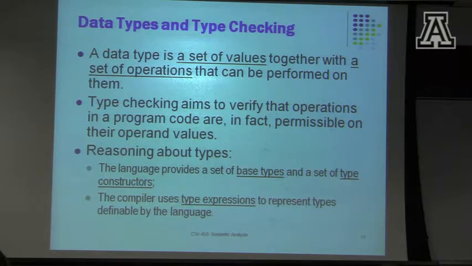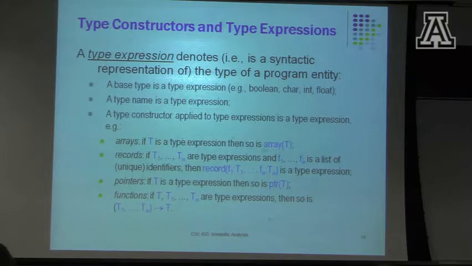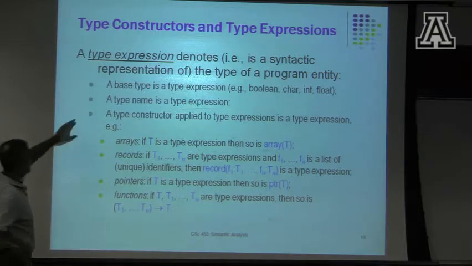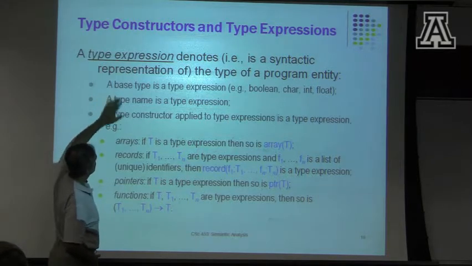So how does a compiler reason about these things? What a compiler does is, in the general case, it uses something called type expressions to reason about types. So what a type expression is, it's a syntactic representation of the type of something. Okay, so I've declared various types, and the compiler correspondingly builds up these type expressions that capture what that type is. So base types, things like booleans, chars, ints, and floats, these are type expressions.